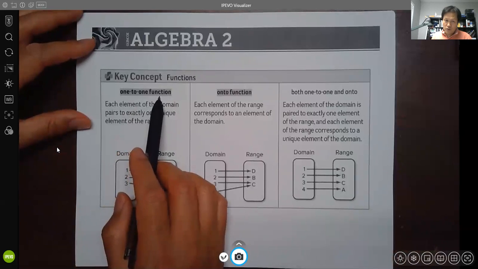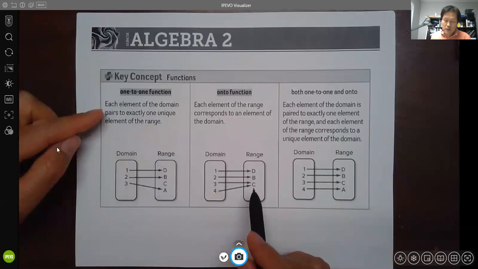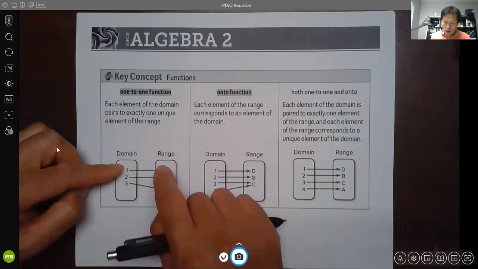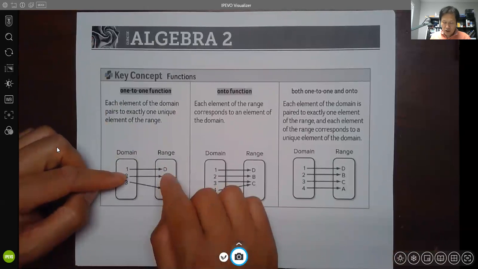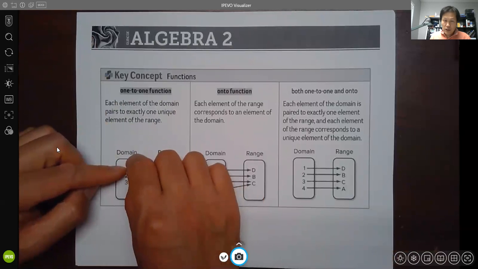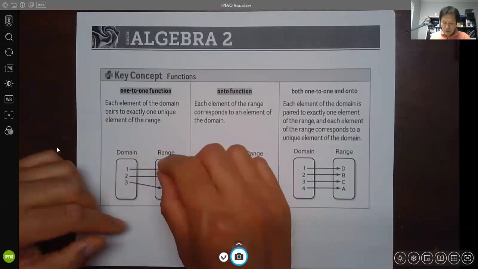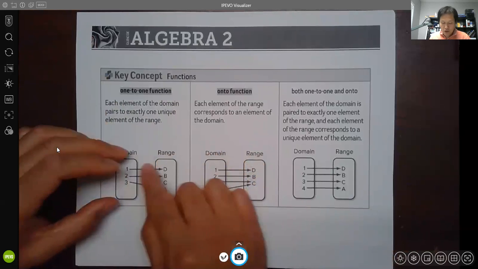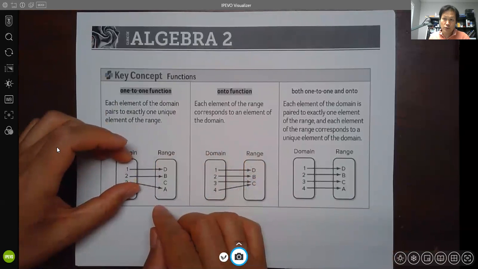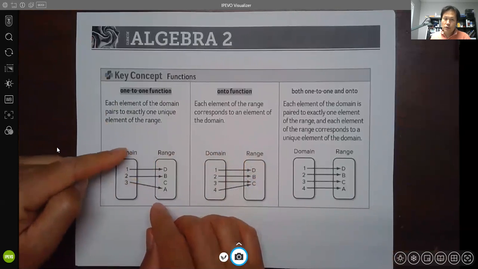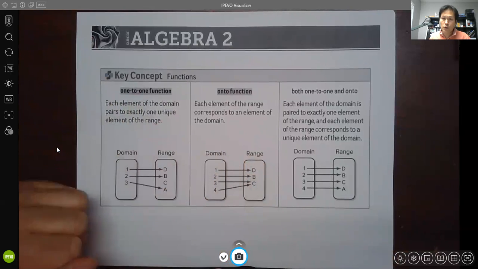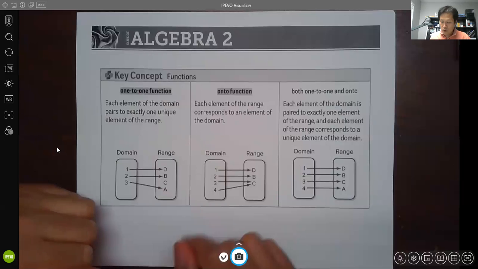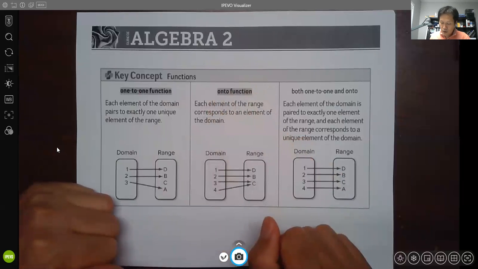One-to-one function. As the title states, one-to-one. So only one input is connected to only one output. Input cannot split. Output cannot connect to two different inputs. Only one input is connected to only one output. Then it's a one-to-one function.